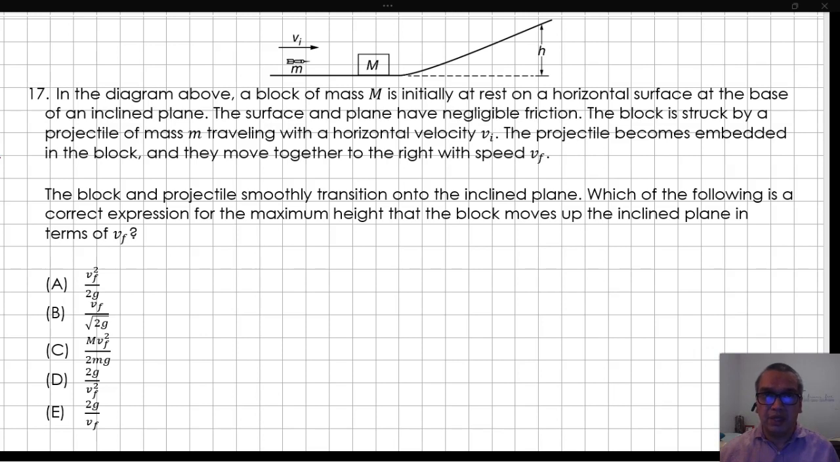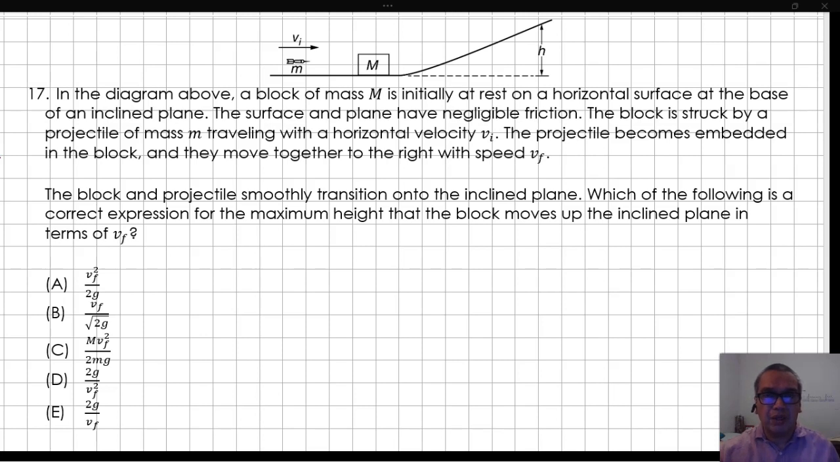The projectile becomes embedded in the block, and they move together to the right with speed vf. The block and projectile smoothly transition onto the inclined plane. Which of the following is a correct expression for the maximum height that the block moves up the inclined plane in terms of vf?